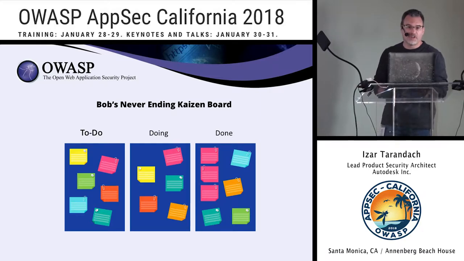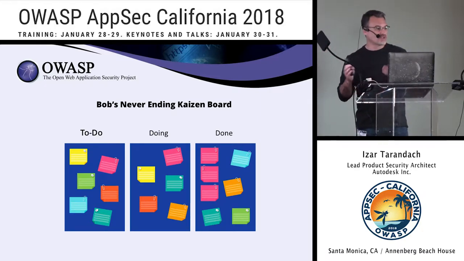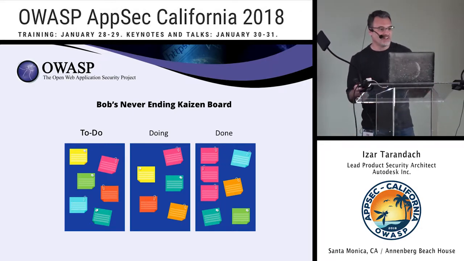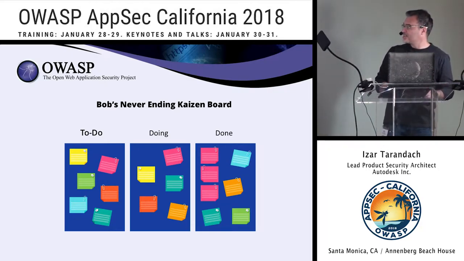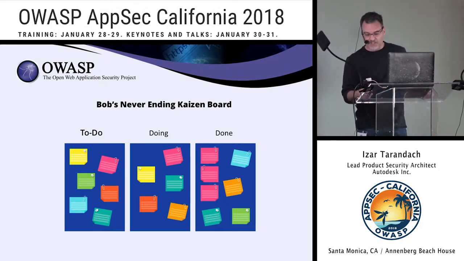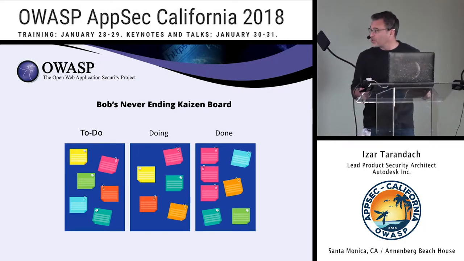Bob comes to work and he has his Kaizen board. He's looking at his stuff. He always has a lot of stuff up there, a lot of stuff that he is doing at the same time. But usually he has this one story that he's working on, and then he has the other things. He has a bit of training here, a bit of training there, some documentation that he has to review, something like that. You're a typical programmer, you're a typical developer.